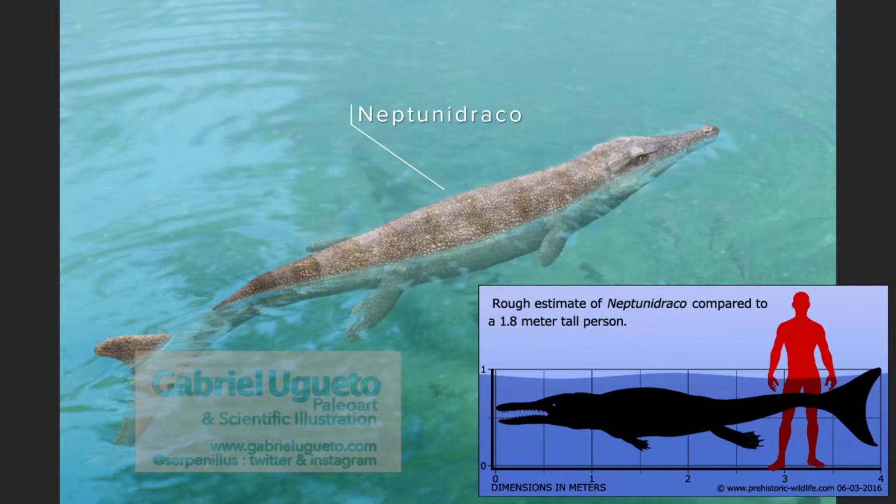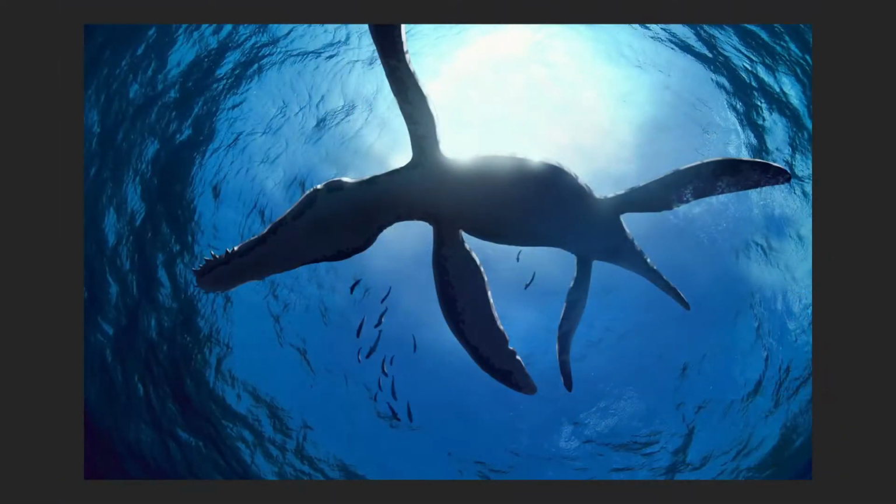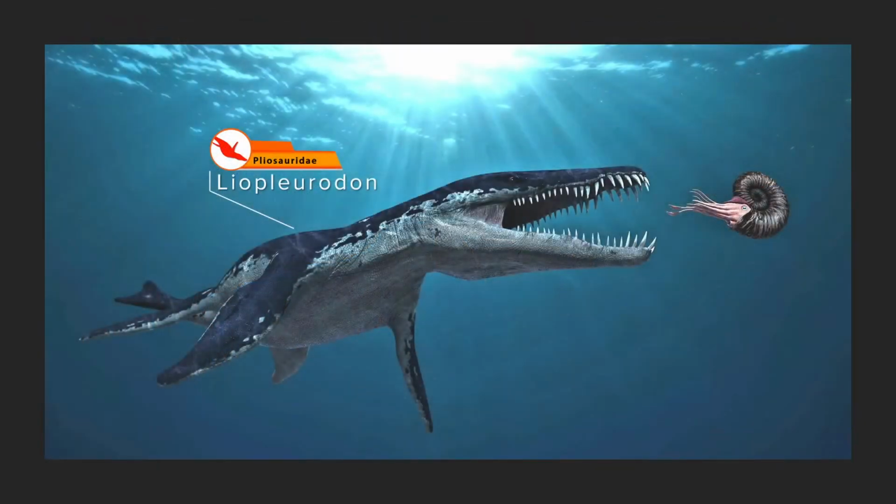However, they are not apex predators of the Middle Jurassic. It is this animal, and you probably know it pretty well. It's probably one of the best known pliosaurs in pop culture. This is Liopleurodon. And I want to tell you a few things about it, because I think there are lots of misunderstandings about what it is.